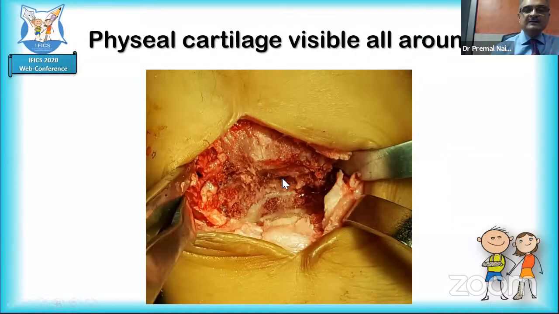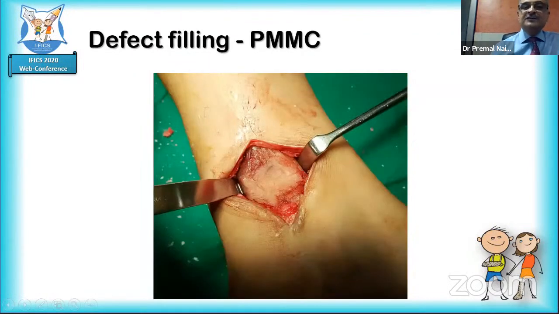This is where you can see the clear cartilage all around, so there was a good clearance. This is the physis, and this is how the physeal line looks: that's the bone up, that's the malleolus bone down. And this is how the defect was filled with polymethylmethacrylate cement, because I knew that if I put fat here, it won't stay there, as the soft tissues were also scarred in that area. So this is my only use of PMMA in surgery.